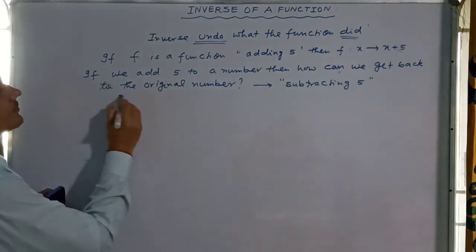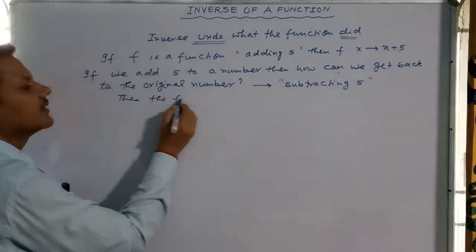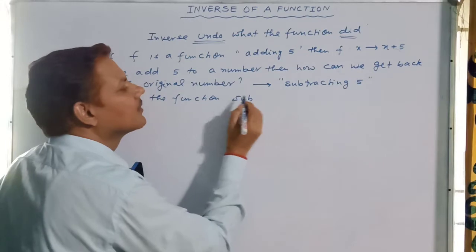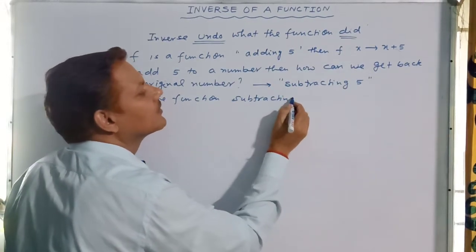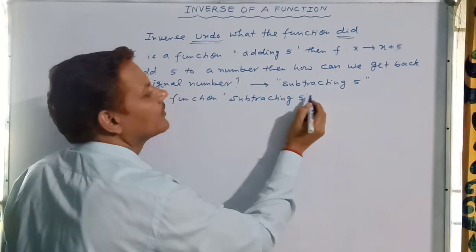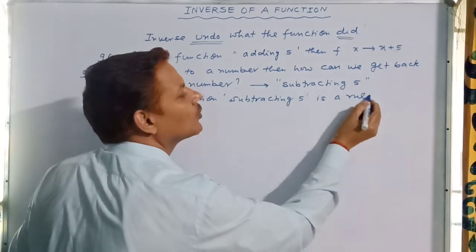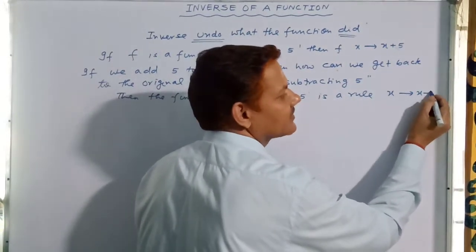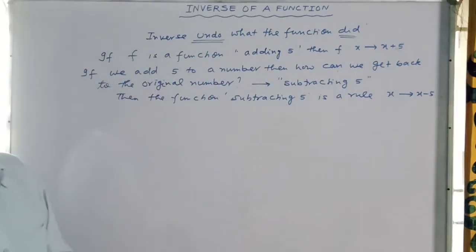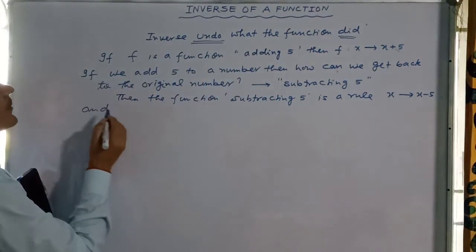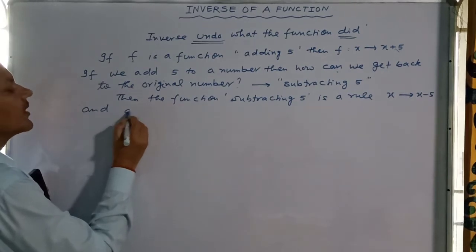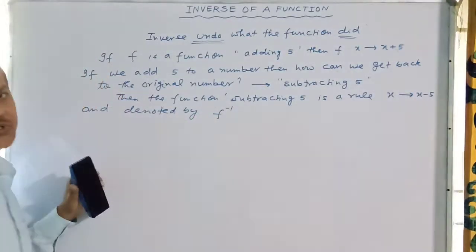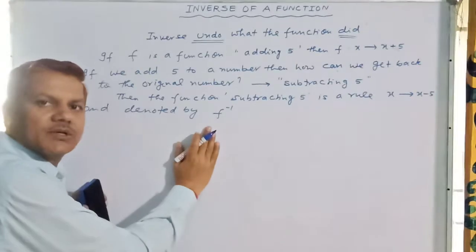Then the function subtracting 5 is a rule. What type of rule? It changes each x to x minus 5. This is a new function and it is denoted by f inverse. This is the basic concept of inverse function.